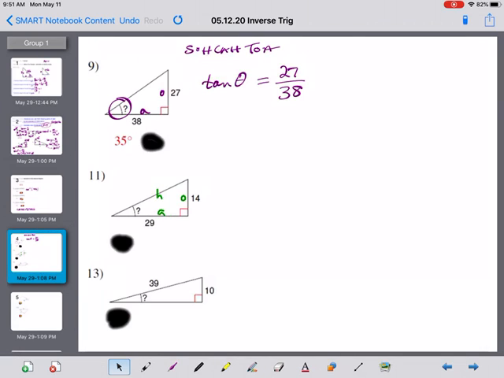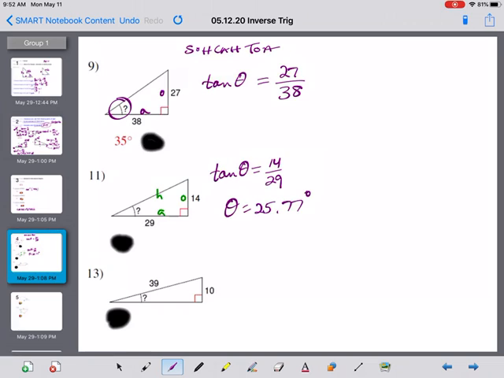Next, we have opposite is 14, adjacent is 29, and we don't know the hypotenuse, so we'll use tan again. Tan of that angle is 14 over 29. So what angle has that ratio? Inverse tan of 14 over 29 is about 26 degrees. We'll say 25.77 degrees. And then you could always find the other angle, because we know they add up to 180, and you can find the third side with Pythagorean theorem.